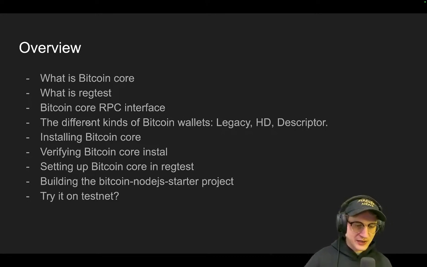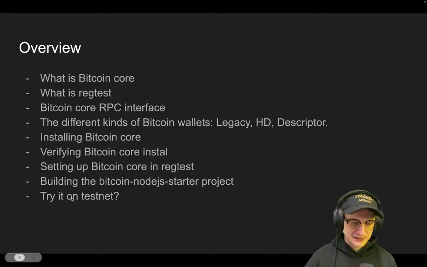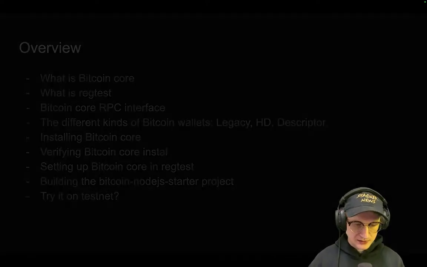And that will kind of complete our theory section. We're going to have a little bit of theory here before we get into practice. And then we're going to start in the practice by installing Bitcoin Core. I'm going to show you how to verify it. We're going to set it up in regtest, and then we're going to build our simple Bitcoin Node.js starter and try it on testnet. Actually, probably not this time. I should take that out.